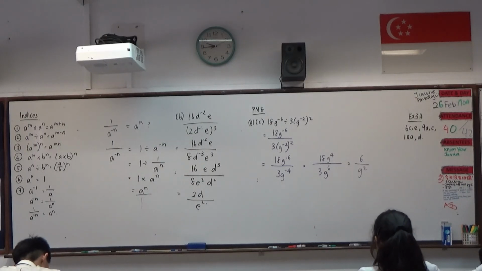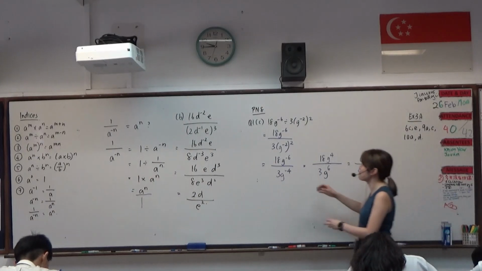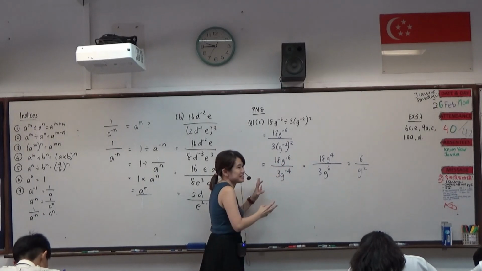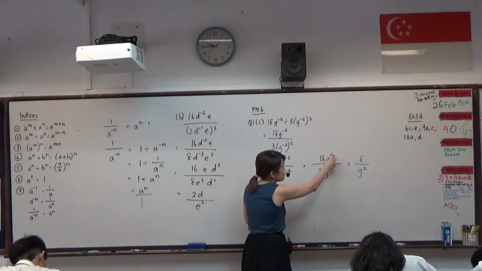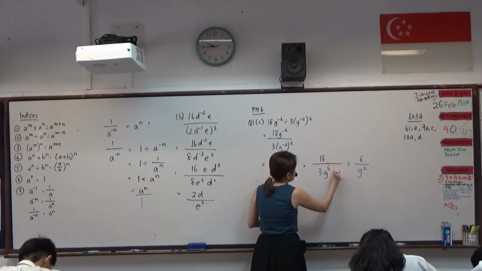Because the question says simplify to positive index form. Your powers, your index must be positive numbers. That's why you must apply and change the negative sign once you move it in the fraction. Once you apply the negative, it stops there already. Yeah. If you want to shift this g to the power 4 down, it must become g to the power of negative 4.